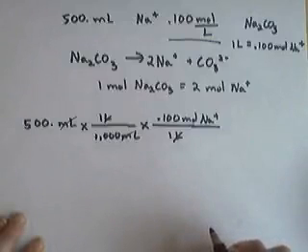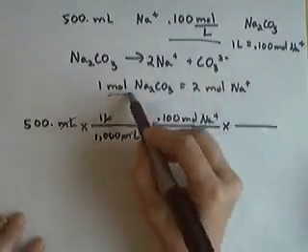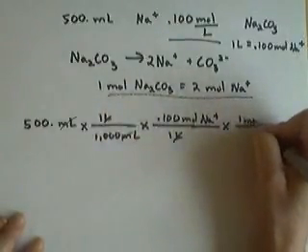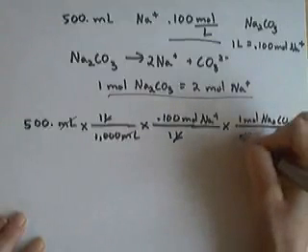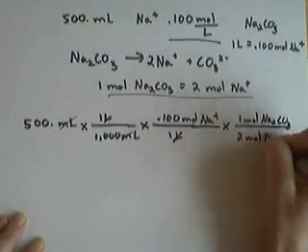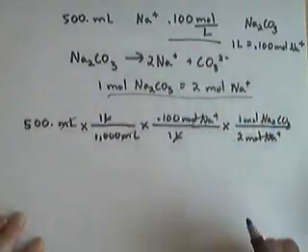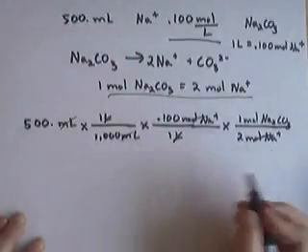So that's good so far, but really I want to know how much sodium carbonate to add. So we have a conversion factor right here that tells us for every 1 mole of sodium carbonate I add, I get 2 moles of sodium ion. So moles of sodium ion cancel out. What this tells you is how many moles of sodium carbonate we need to add to make our solution.